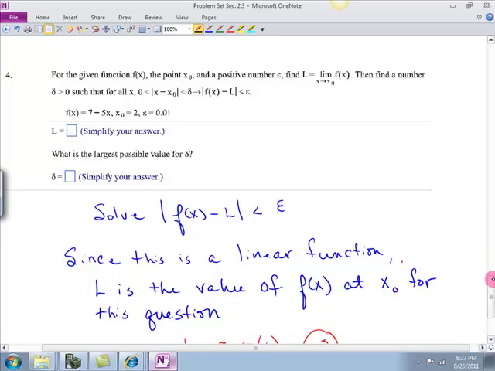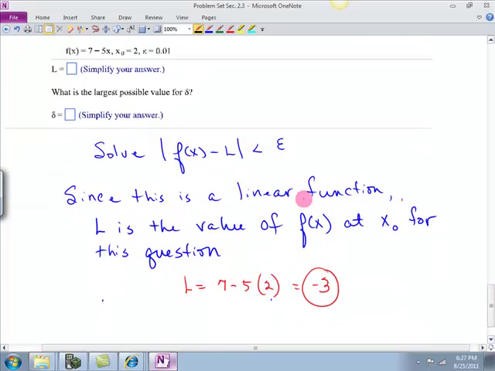And what I've written here is what might help you. Since this is a linear function, and if you were trying to find the limit, L is the value of f of x at x sub 0 for this question. Well, what's x sub 0? 2. So the L, the limit, is 7 minus 5. Substitute in 2 for x, and the limit would be negative 3. So that would be the first step of the problem. Find the limit, and then go ahead and solve it like we've been solving it. So you just plug 2 into that x, solve that.